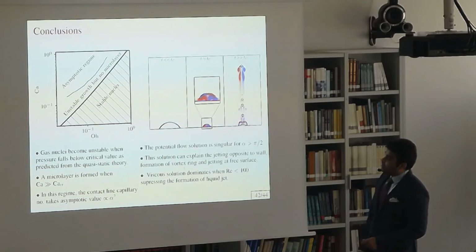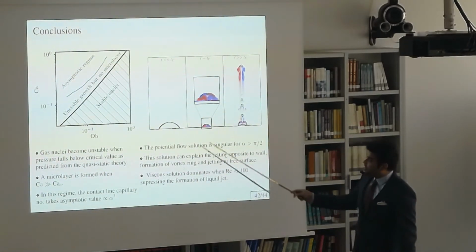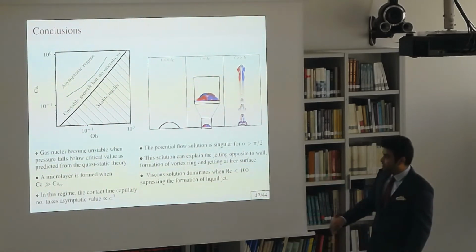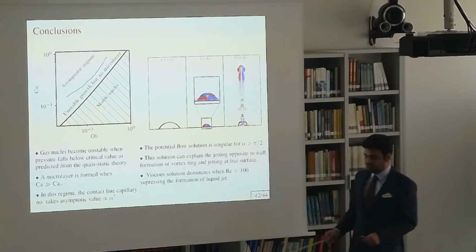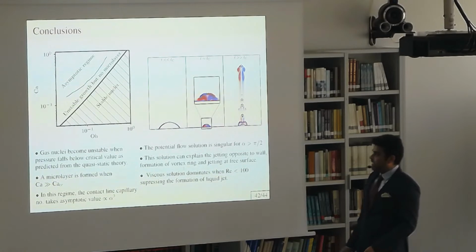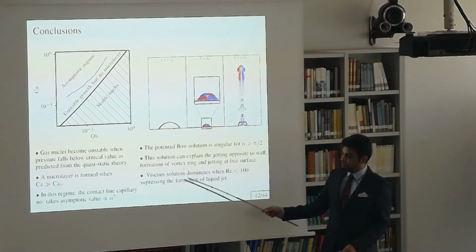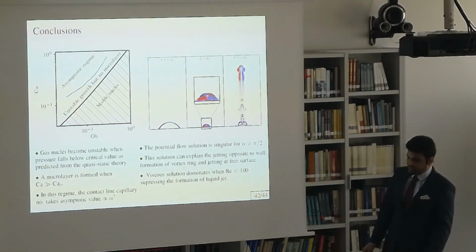For the bubble collapse, the potential flow solution is singular for angles larger than pi/2. This solution can explain the jetting opposite to the wall, the formation of the vortex ring, and the formation of the jet at the free surface. And at Reynolds numbers smaller than 100, the viscous solution dominates, and we do not see any jet formation.